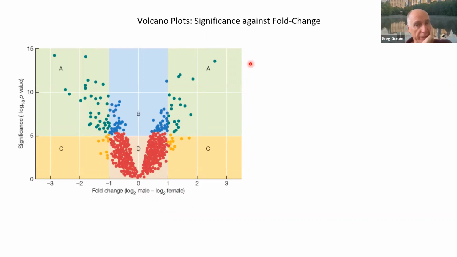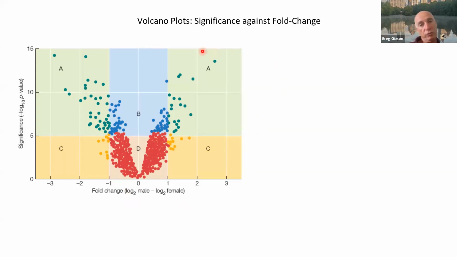In any case, what you get then is 4 types of sector in the plot that are informative. In the middle here, the red ones, region D, are the genes which are not changing much. The fold difference is less than 2-fold, and the significance is less than some cutoff, here 5. So in D, we can all agree there's not much change and it's not very significant. We'll call those genes the non-differentially expressed ones.